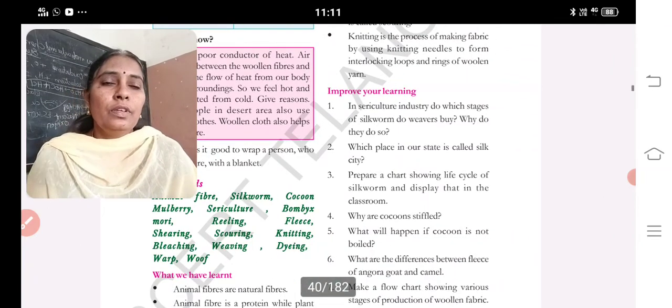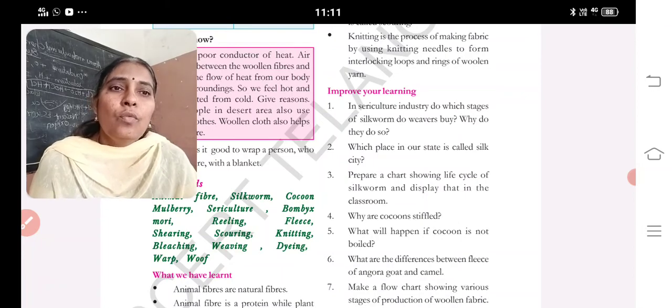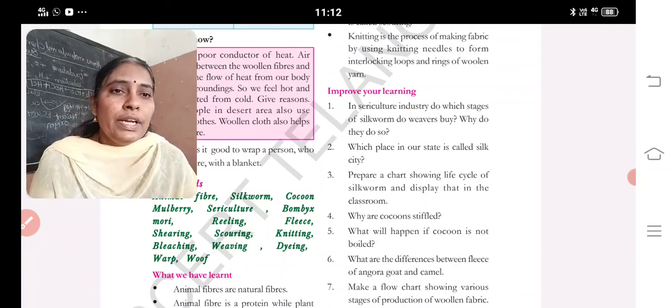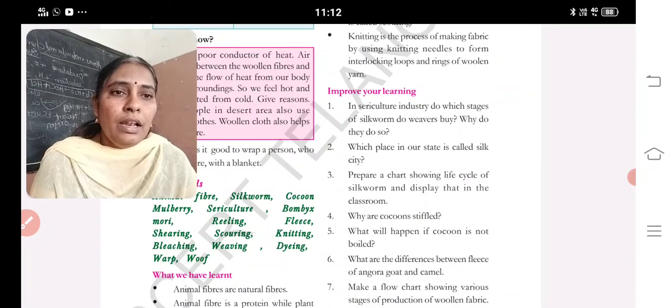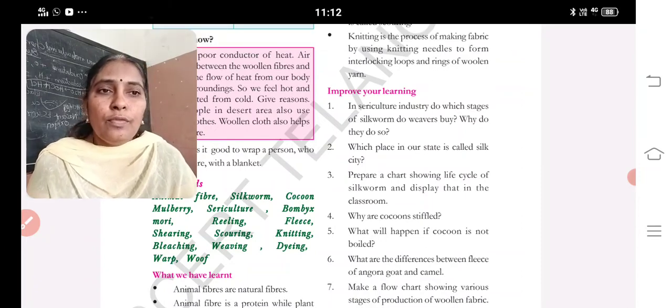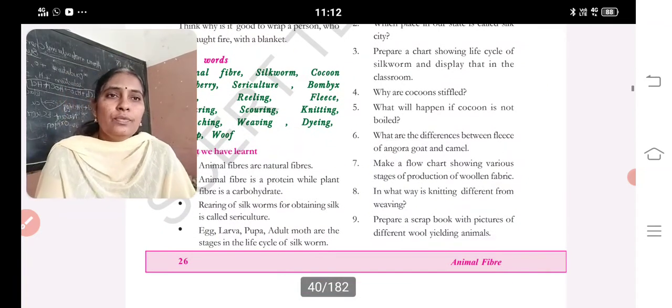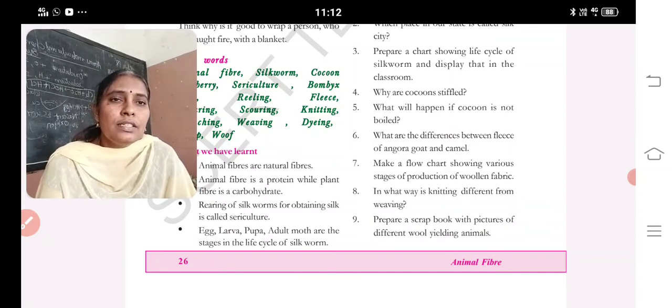Let me give some important questions from this. Which place in our state is called Silk City? Pochampalli. Why are cocoons stifled? Next, what will happen if cocoons are not boiled? Sixth one also is important: what are the differences between the fleece of an Angora goat and a camel? Next, seventh one: make a flow chart showing the various stages of production of woolen fabrics. Enough. Second one, fourth one, fifth one, sixth, seventh.